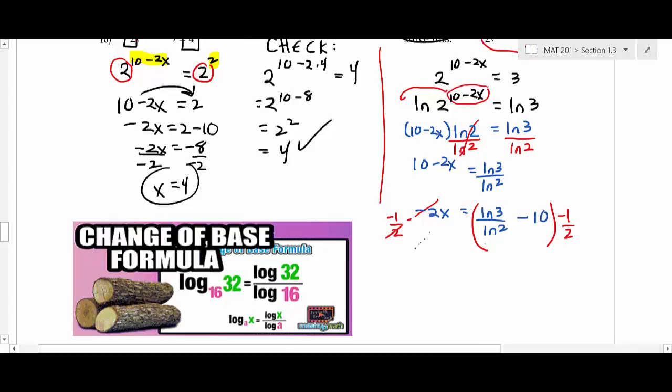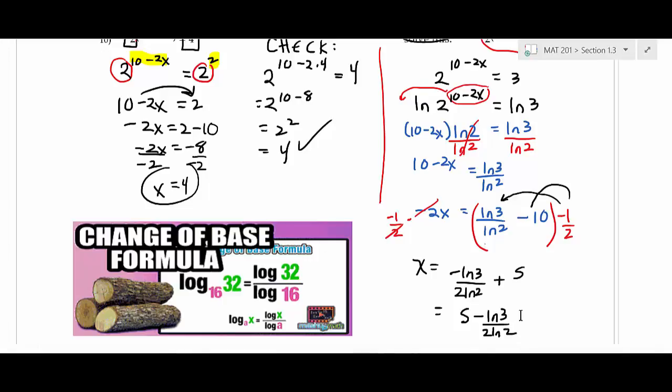And then I would have x by itself now, and I would go ahead and maybe just distribute this out. So I would have negative ln 3 over 2 ln 2. And then half of 10 is 5, but two negatives would be a positive. So probably the best way to write this exact answer would be 5 minus ln 3 over 2 ln 2. That's the answer to the problem. That's the exact answer of the problem too. Now there's more than one way to solve that equation after you do the logarithm of both sides, but that would give the exact answer of the problem.